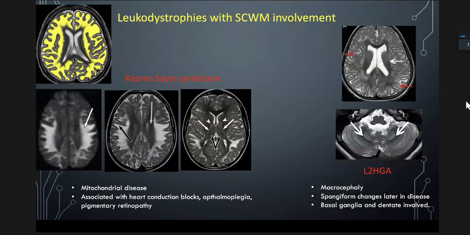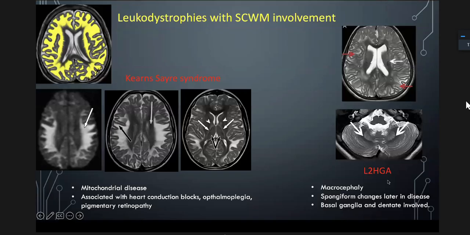Now, coming to leukodystrophy with subcortical white matter involvement, as I said before, these cases are extremely rare. Involvement of only subcortical white matter with sparing of periventricular white matter. Kearns-Sayre syndrome is a mitochondrial disease, and usually it is associated with heart. So multiple problems, like there can be ophthalmoplegia, heart conduction blocks, pigmentary retinopathy, etc. And again, because it's mitochondrial, there will be restricted diffusion and abnormal signal. Again, the gray matter will also be abnormal.